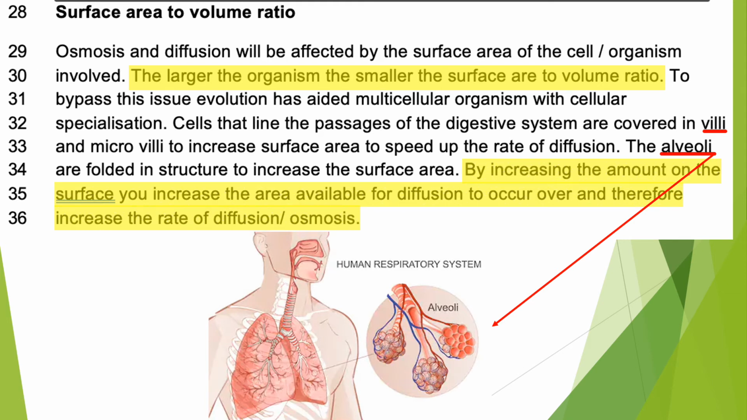By increasing the amount of surface area, you increase the area available for diffusion to occur over, and therefore increase the rate of diffusion. All right? So, if this isn't hitting home yet, then hopefully this sentence will make it go there, because the thing I want you to understand is that the bigger the surface area, the faster the rate of diffusion.